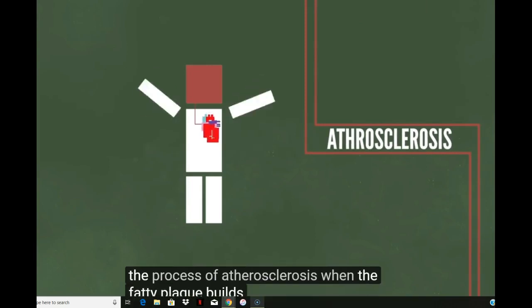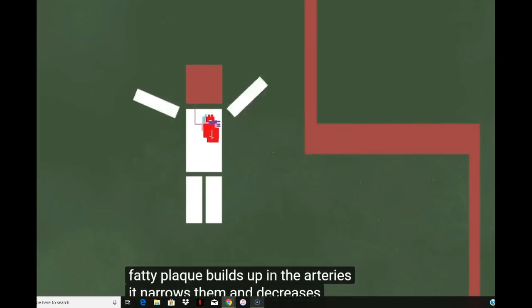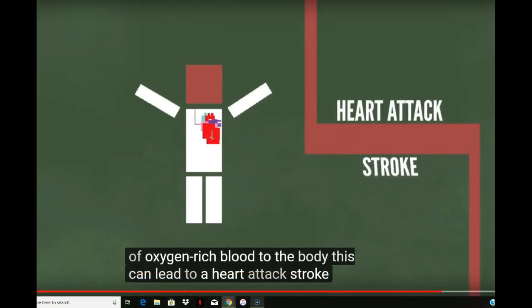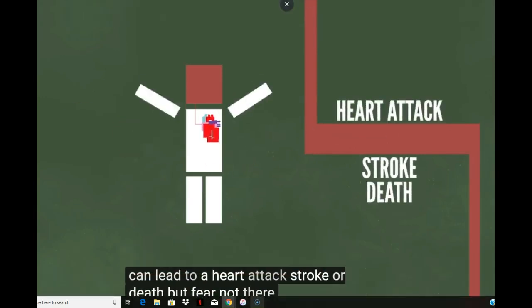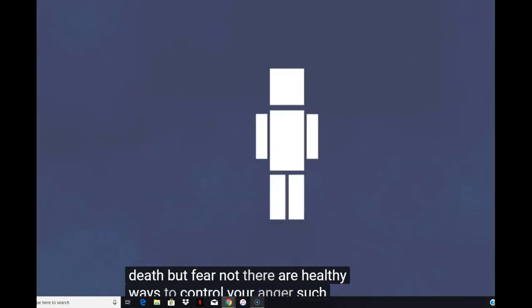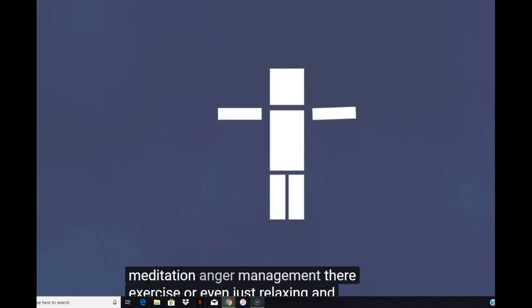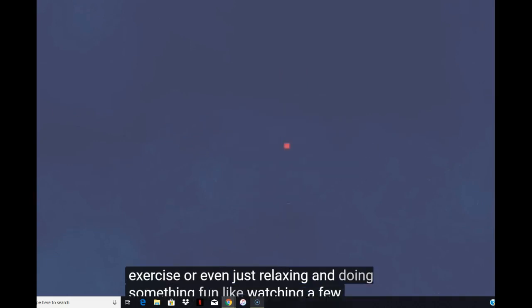When the fatty plaque builds up in the arteries, it narrows them and decreases the flow of oxygen-rich blood to the body. This can lead to a heart attack, stroke, or death. But fear not, there are healthy ways to control your anger, such as meditation, anger management therapy, exercise, or even just relaxing and doing something fun, like watching a few Life Noggin videos.